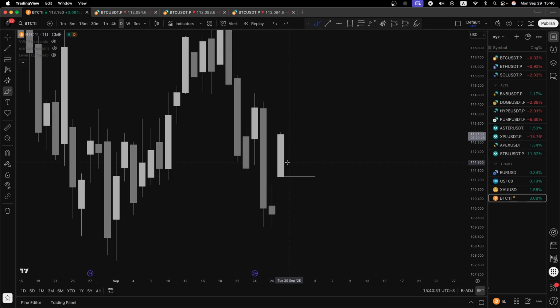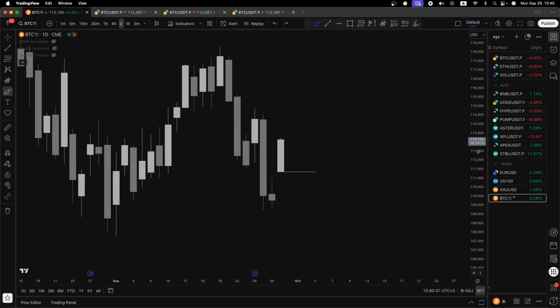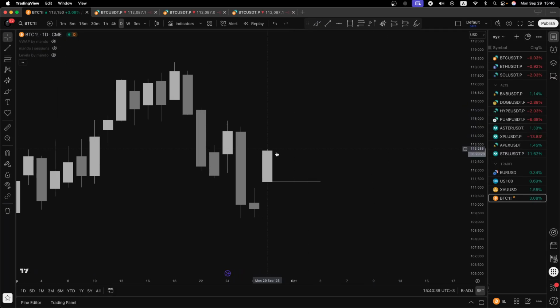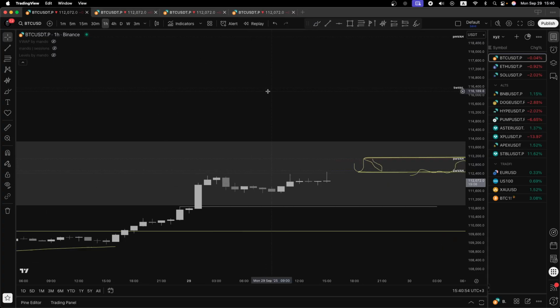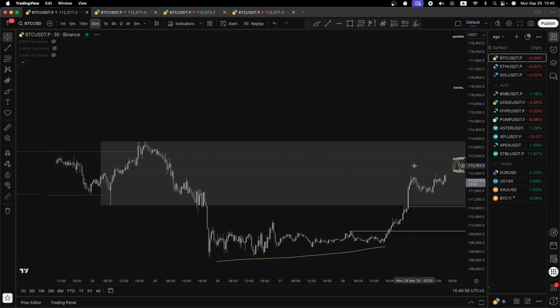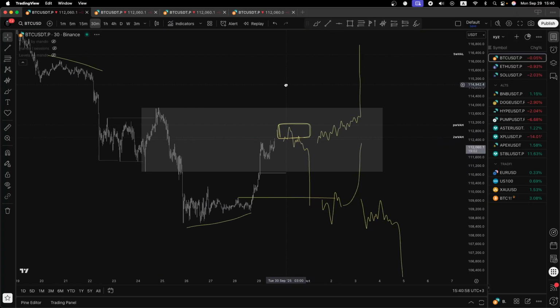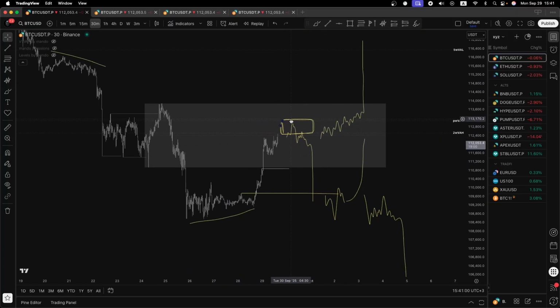So this might be another reason we can look for shorts going into these levels. But again, it's all about the reaction. So as long as we are not rejecting into 112, 113k, there's no reason to short. So yeah, this will be really interesting to see how it develops.